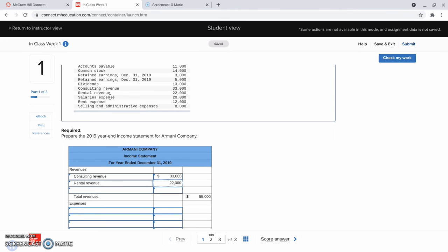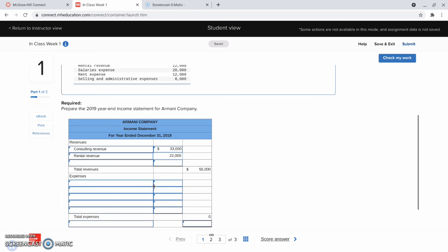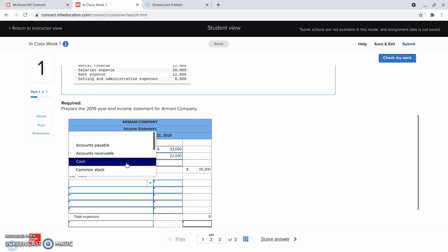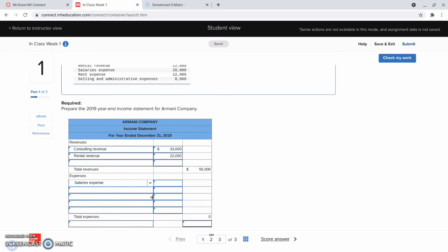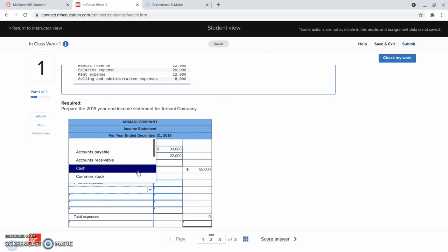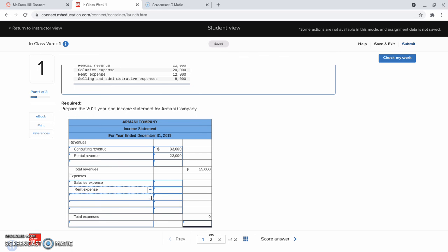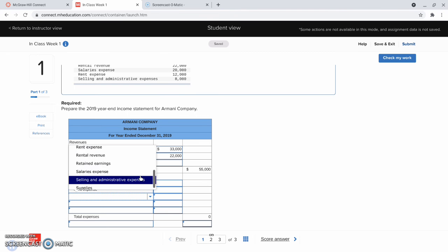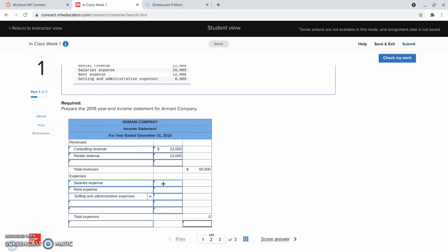Our expenses: we have salaries expense, rent expense, and selling and administrative expenses. Let's start off with salaries expense. And then we have rent expense. And then we have selling and admin expenses. Salaries expense is $20,000. Rent expense is $12,000. And selling and admin expenses is $8,000. So we have $40,000 of total expenses.